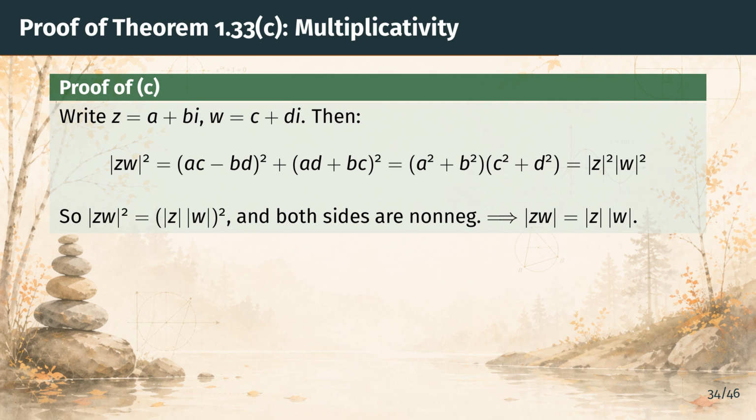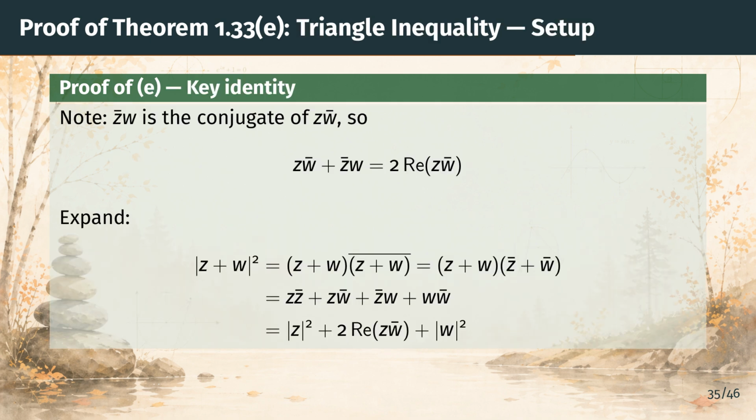Now let's tackle the triangle inequality, which requires a more subtle argument. The proof of the triangle inequality is the most involved argument in this section, and the technique is worth understanding well. The trick is to square both sides to avoid square roots, then expand.